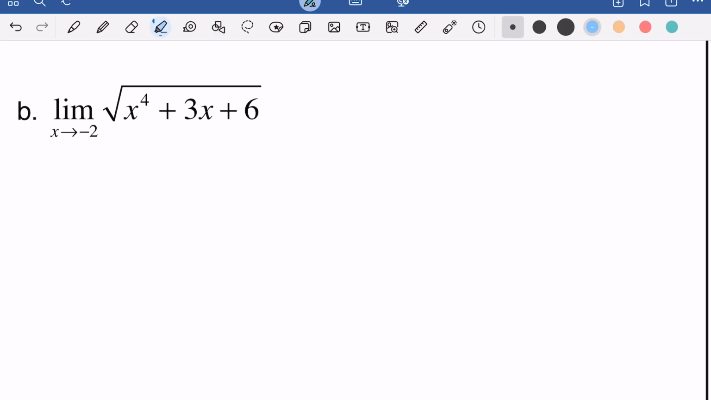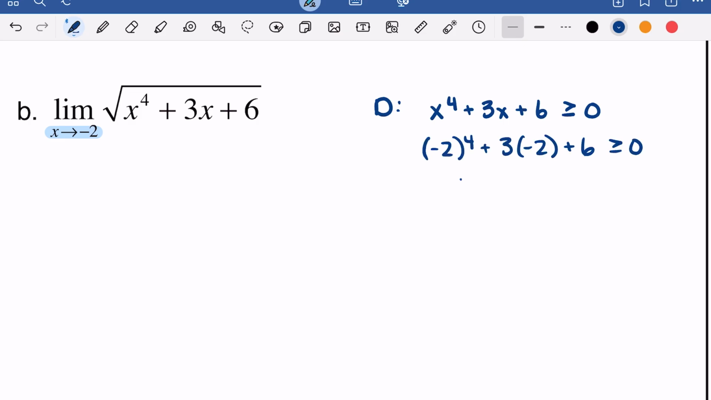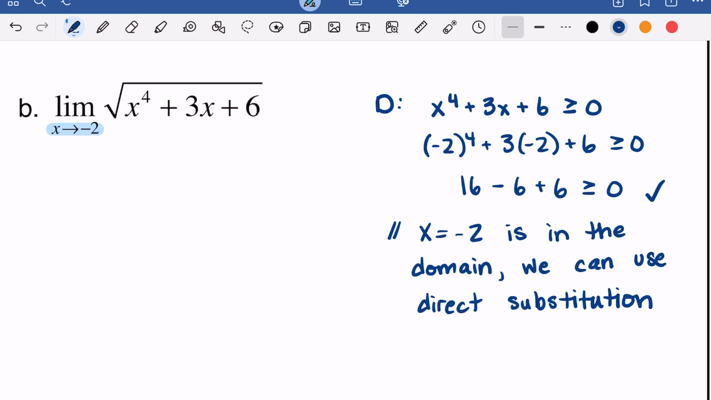Okay, so we always want to do direct substitution if we can. So we're going to check to see if the value x is approaching, negative 2, is in our domain. So our domain of a radical function will be all values where that is greater than or equal to 0. So our question is, does negative 2 fall into those values? Let's check. So we can see that since x equals negative 2 is in the domain, we can use direct substitution to evaluate this limit.